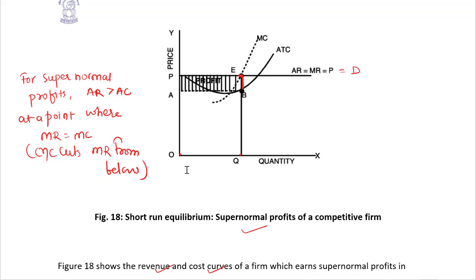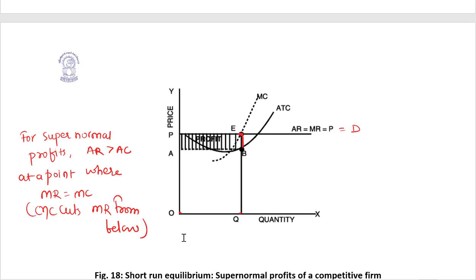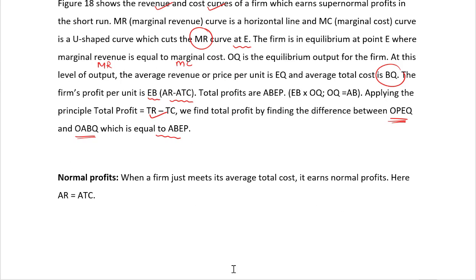OPEQ, OPEQ minus OABQ, OABQ. So OPEQ minus OABQ. So this shaded area will be known as what? Profit. Which profit? Supernormal profits. I believe you understood till here.